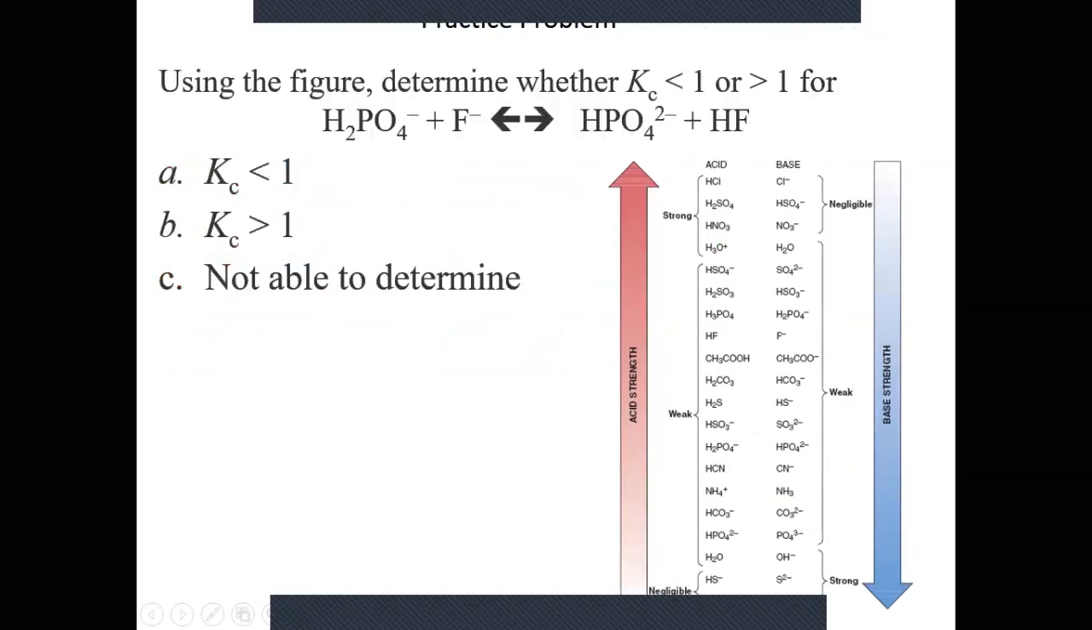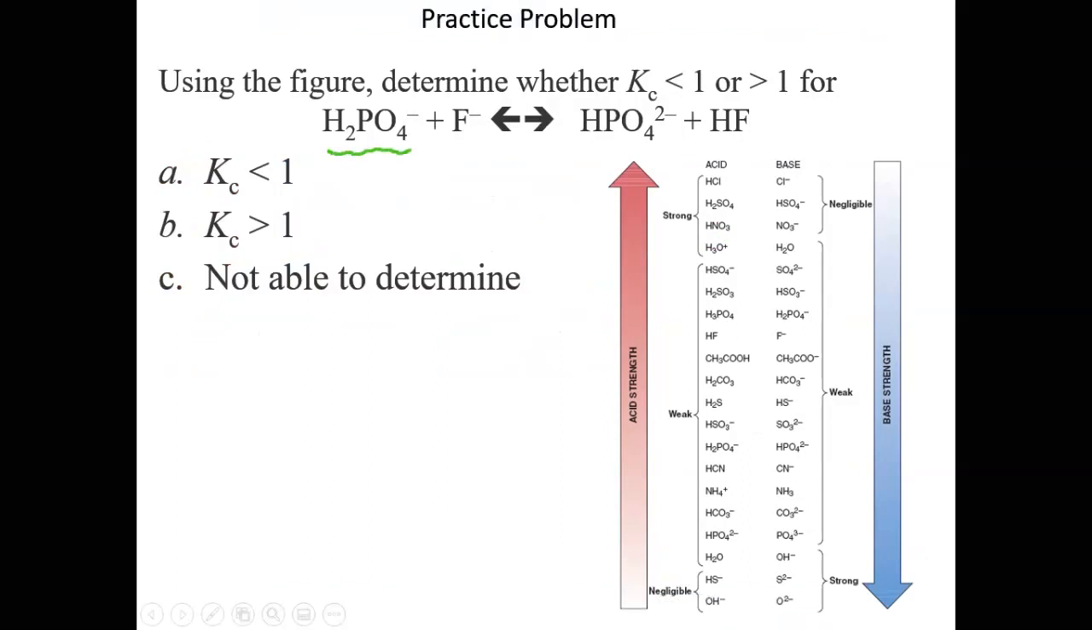So now let's look at this reaction and determine whether we can identify what Kc would be for this reaction. So we look here, the acids are H2PO4 minus because it donates a proton, and obviously F minus can't be an acid, and we get HF. And the reason we know that the acid on the product side is HF and not HPO4 2 minus is because the acid on the reactant side is H2PO4 minus. It donates a proton.